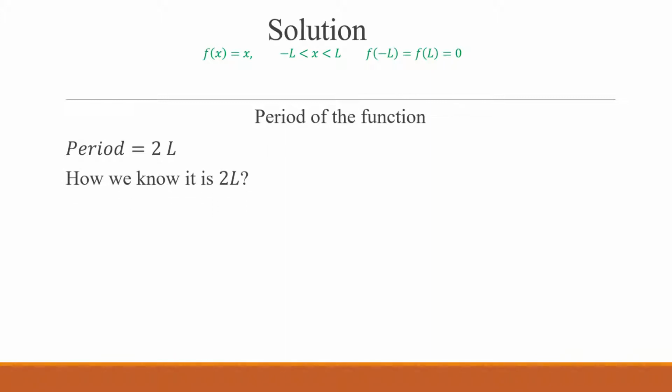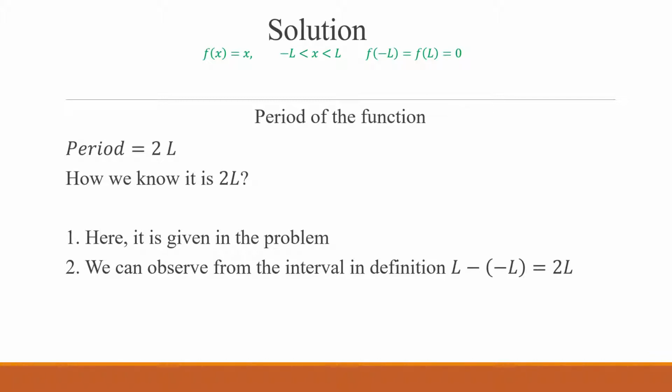How do we know it is 2L? In this case, the statement of the given problem explicitly tells us the period of the function. However, this will not always be the case. If the period is not explicitly given, then we can find out the period from the given interval. We see in this case that the length of period 2L can be achieved by subtracting minus L from L. This means that we can get the period of the function by subtracting the lower bound of the interval from the upper bound of the interval. Hence, we get L minus (minus L) equals 2L.